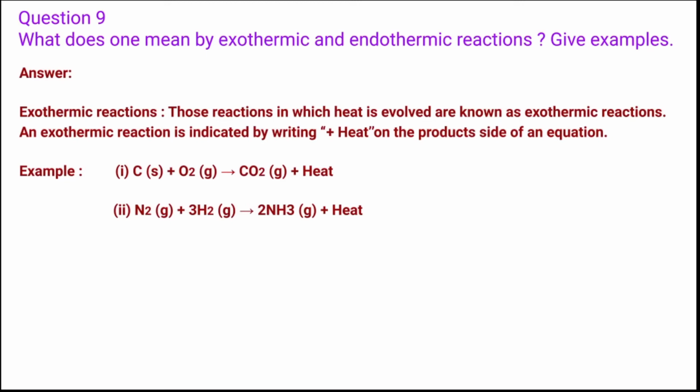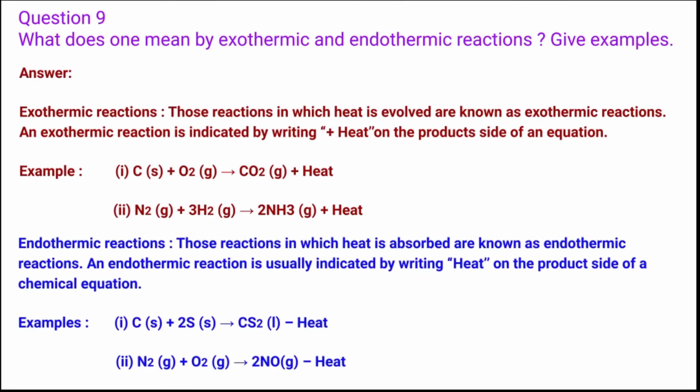And let's discuss what endothermic reactions are. Endothermic reactions are those reactions in which heat is absorbed. An endothermic reaction is usually indicated by writing minus heat on the product side of the chemical equation. Example, C plus 2S gives CS2 minus heat. Second one is N2 plus O2 gives 2NO minus heat. So these two are the examples of endothermic reactions. Let's move on to the final question.